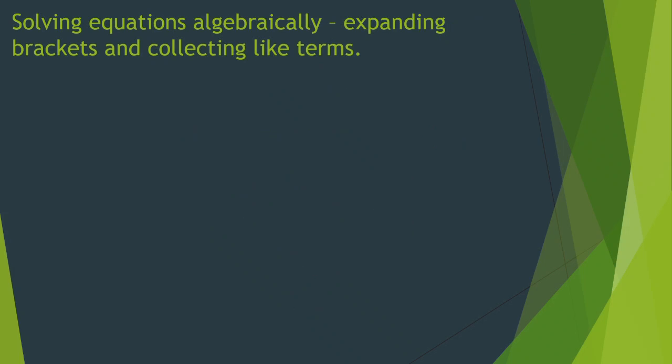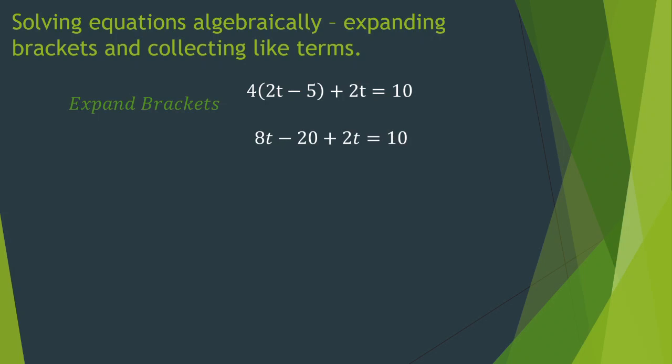Remember how we said that equations is a continuation of algebra, and it's basically the same topic? Well, you'll see why in this slide. Here we have an equation. We want to expand it. So 4 times (2t minus 5), so let's look at the brackets first. 4 times 2t is 8t, and 4 times negative 5 is negative 20. And then we've got our 2t as well.